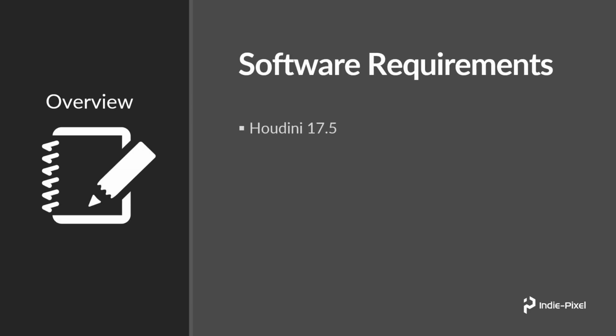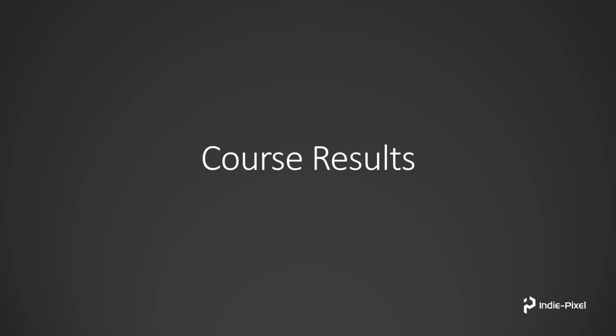Moving on, let's talk about some of the software requirements. We are going to need Houdini 17.5, and you need at least a Houdini Indie license to be able to take advantage of PDG and the Houdini Engine. I just need to mention that. We're going to be using the Houdini Engine 3.2 inside of Unity, and we are going to be using Unity 2018.3.1.